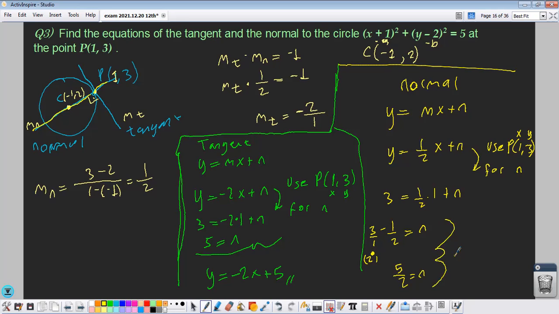So after you find n, you can write the equation y equals 1 over 2 mx. M is 1 over 2, x plus n is 5 over 2. And you have the equation of the normal line.